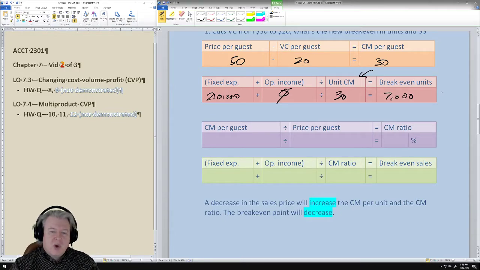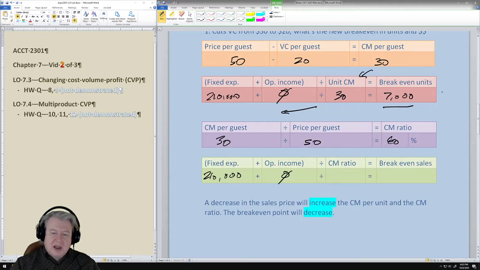So similarly, what if that's the number of tickets that we need to sell? What is the total sales level? Well, we're going to use the contribution margin ratio. So we would take this 30. This is the unit CM, and the price is 50. So this is going to be a ratio of 60%. So we're still looking at it for a fixed expense of 210,000, and the ratio is 60%. And so this is going to be a break-even sales of 350,000.